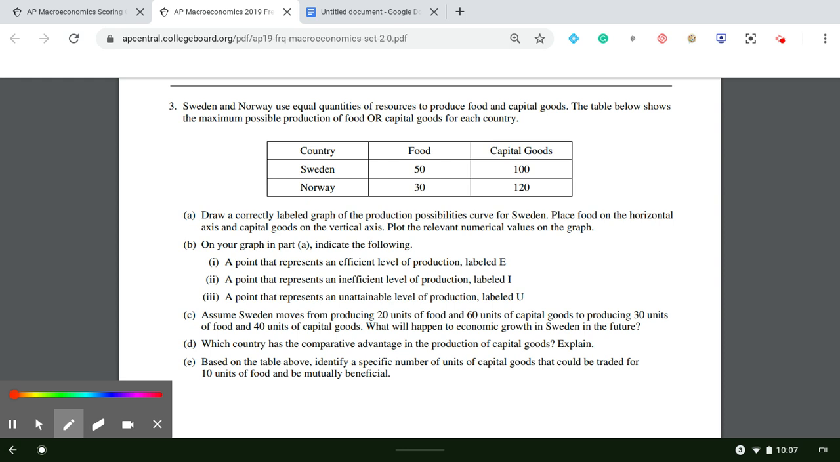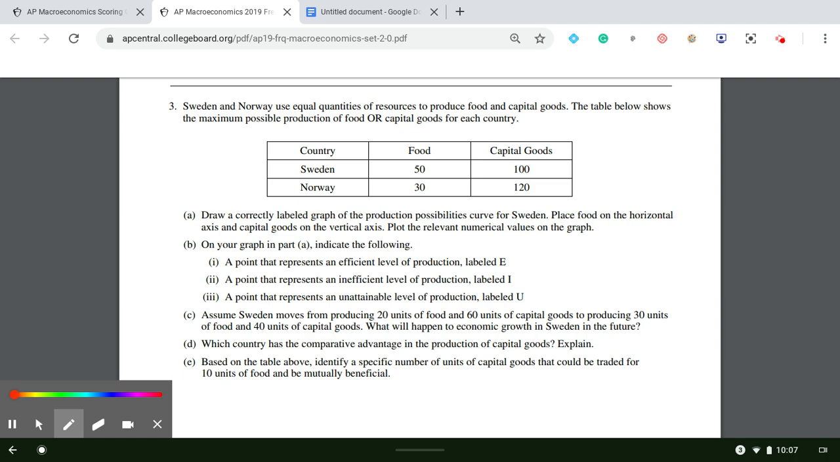Okay. C, assume Sweden moves from producing 20 units of food and 60 units of capital goods to producing 30 units of food and 40 units of capital goods. What will happen to economic growth in Sweden in the future? Their economic growth will actually slow. The reason why is because they're producing less capital goods. They're less productive. If they continue to make the 60 units of capital goods, it's a lot like that long run aggregate supply curve question that we just got. So if they make less capital goods, they're not as productive. That's the overall.